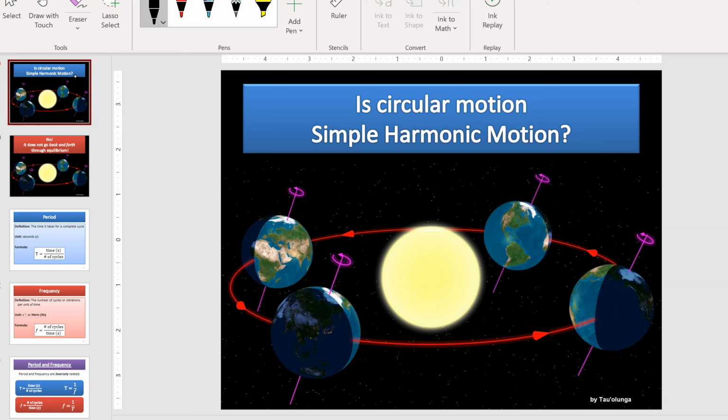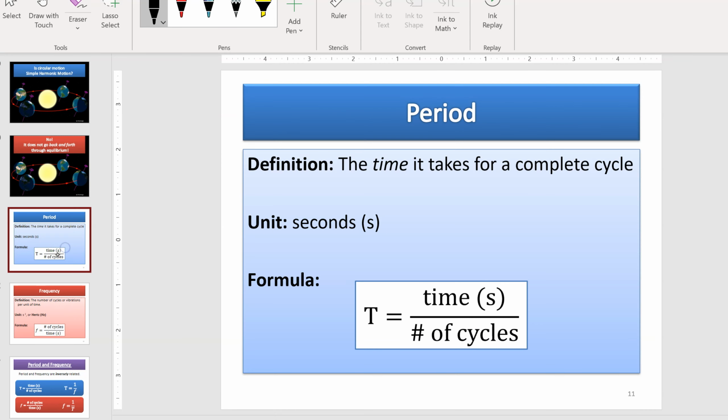You're moving in a circle right now because you're moving in a circle around the axis of rotation of the earth. And you're also moving in a circle around the sun. So those are just two random examples of circular motion. And we did talk about period when we talked about circular motion.